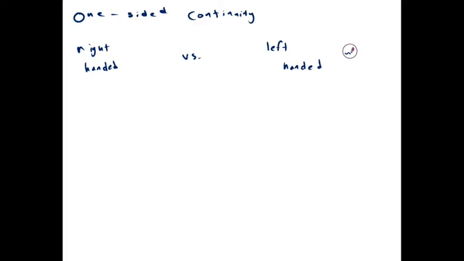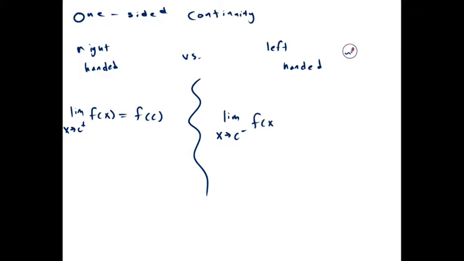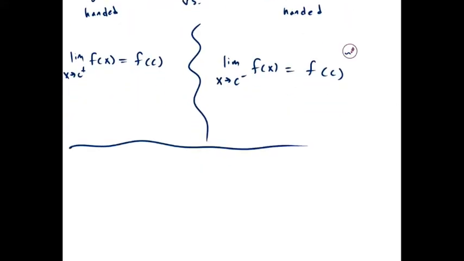So you can have one-sided continuity. What we've just discussed before is two-sided continuity, but this is one-sided continuity. You can have right-handed continuity, and you can have left-handed continuity. For right-handed continuity, the condition is the limit as x approaches c from the right of f of x equals f of c. And for left-handed continuity, you need the limit as x approaches c from the left of f of x to equal f of c. Let me show you some visual examples of all these.